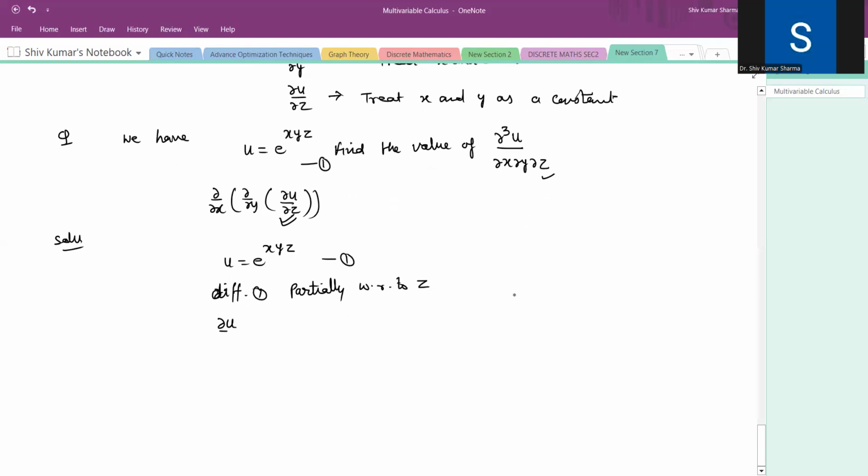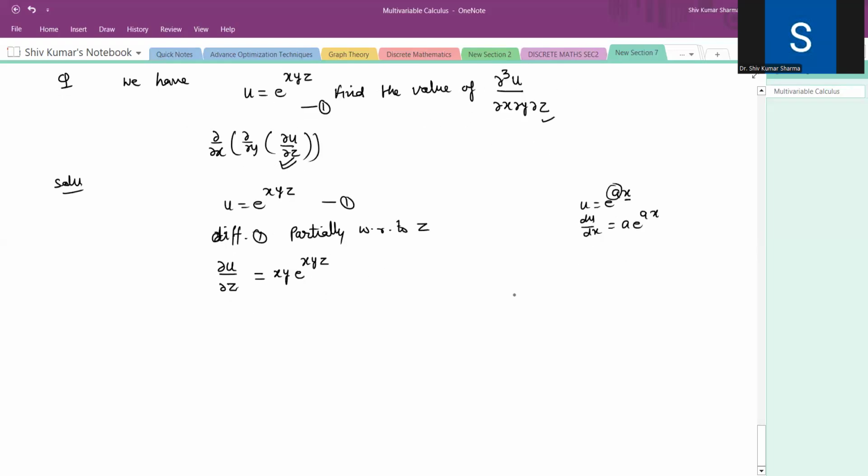So the derivative of u with respect to z, denoted as ∂u/∂z. When we treat x and y as constants, we use the formula: suppose you have e raised to the power ax, then when we calculate du/dx, this gives us a e raised to the power ax. Similarly, we partially differentiate with respect to z. We treat z as a variable and xy as a constant, so xy works as a. So this gives us xy into e raised to the power xyz. This is the derivative of equation 1 with respect to z partially.